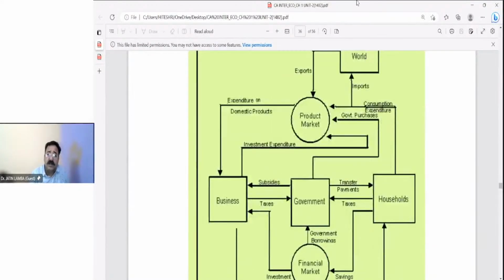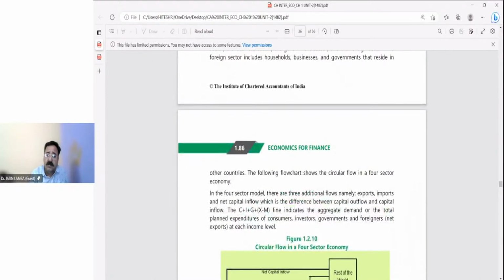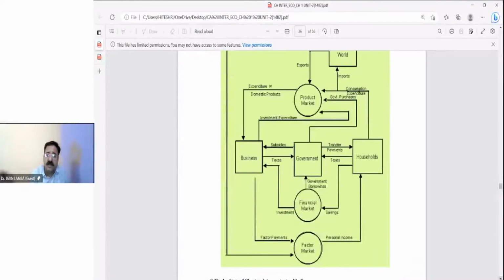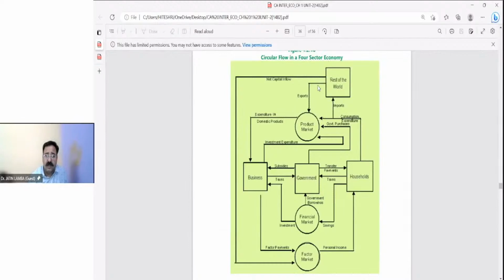First of all, we can see this flow chart. With the help of this flow chart, you can easily see how income rotates from one sector to another. Here are the four sectors. These three sectors are given in a straight line: business, government, households. This is the rest of the world. So the other three sectors will be the same as in the previous case. But what happens in the rest of the world?